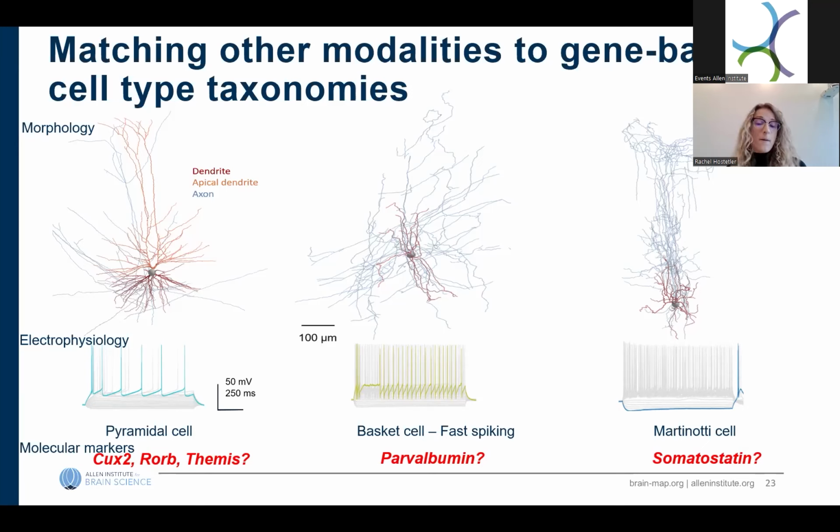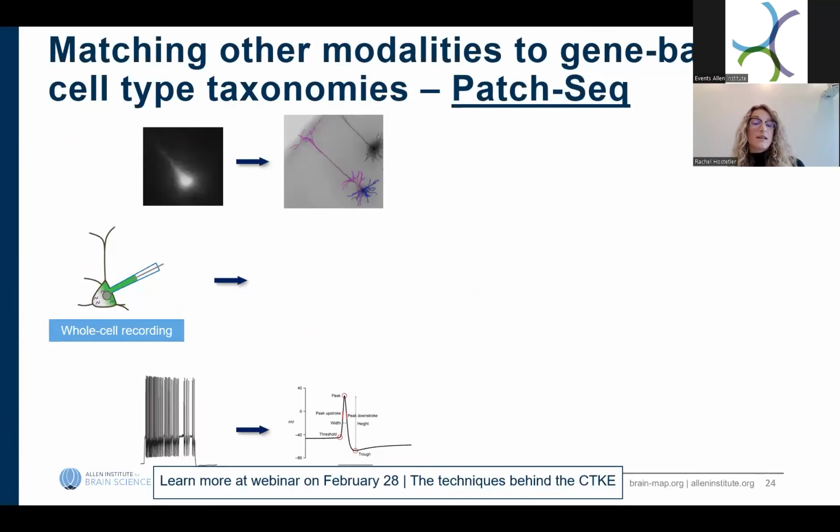We can infer, based on previous research, that the Martinotti cell likely expresses somatostatin, the basket cell likely expresses parvalbumin, and the pyramidal cell likely expresses RORB, CUX2, and some other markers. But how do we connect all 3 of these together? The next step, this can be solved through patch-seq.